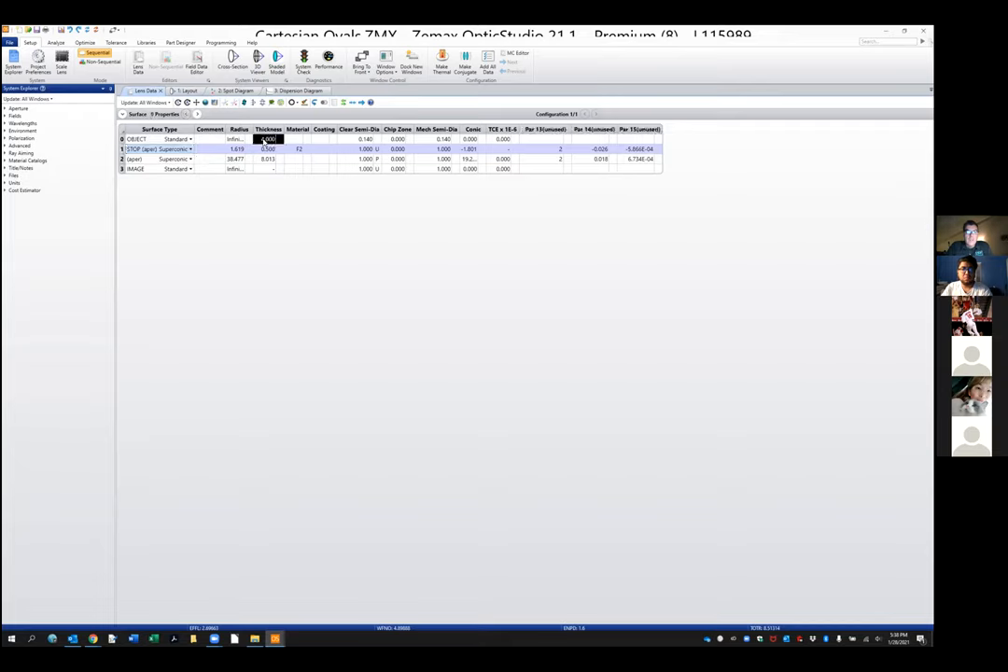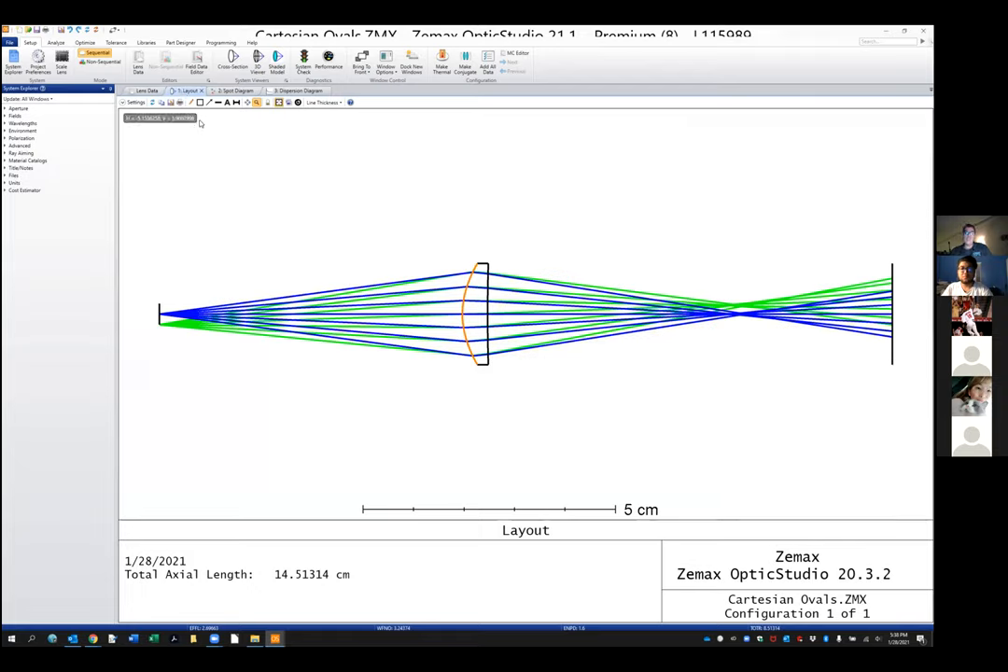First layer thickness, 4 centimeters. The last layer thickness, about 8 centimeters, right? It turns out that if you look at the formula for the Cartesian oval, S1 and S2 are parameters in there. When I wrote down that formula, S1 and S2 show up in there. So this shape was designed for a particular choice of S1 and a particular choice of S2. Let's change that layer thickness.